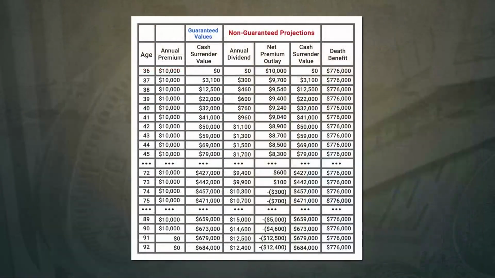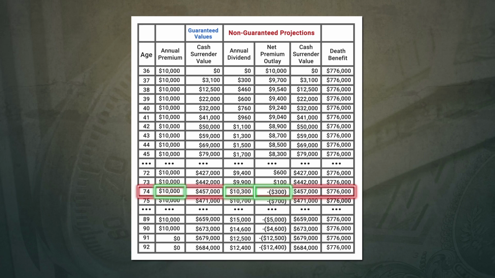Let's look ahead to age 74. Now here's something interesting happens. The annual premium payment is still $10,000, right? Because remember, this is a policy that's paid up at age 90. So at age 74, you're still on the hook contractually to make the $10,000 payment. The dividend, though, they're projecting this year will be $10,300. And so that's why the net premium outlay has flipped and gone negative. So it's being shown here as negative $300.